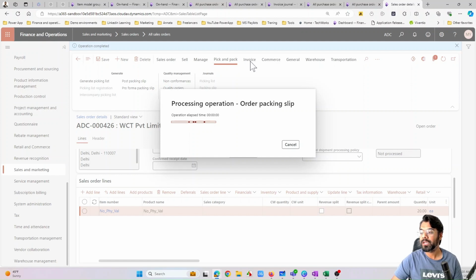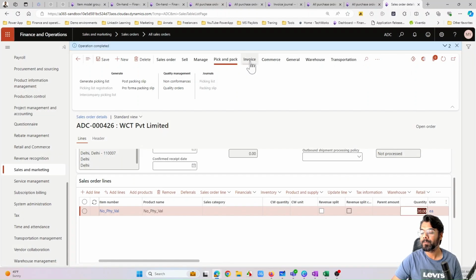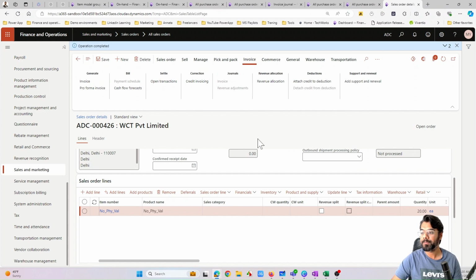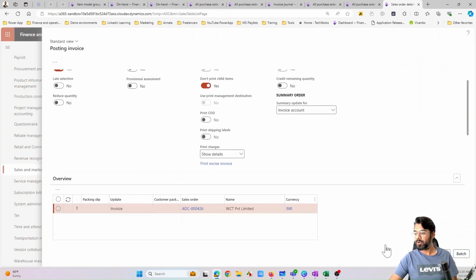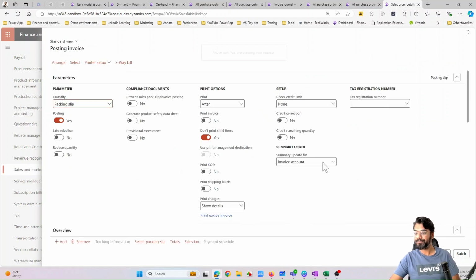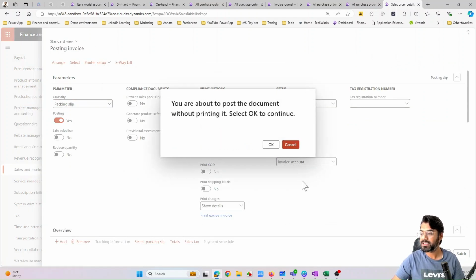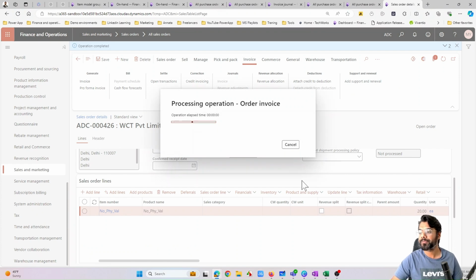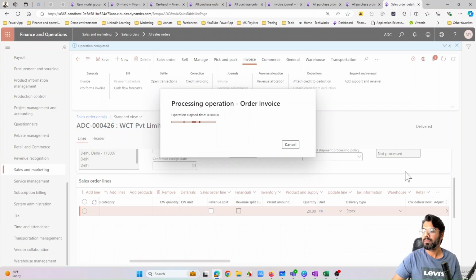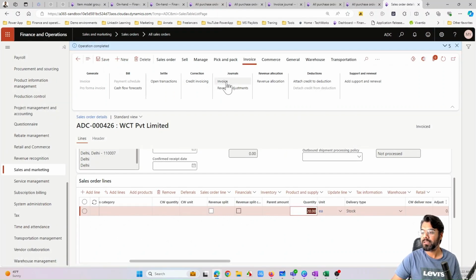And finally, let's invoice it as well. So upon invoicing, let us check the profit now. Now let us check the invoice journal.